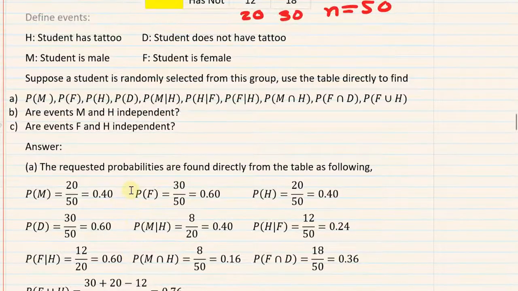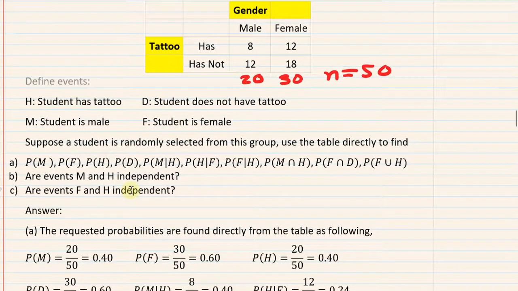So if you look at where these numbers come from, I got all of these directly from the table. For example, the probability of male: I looked at all the males in the sample, and it looks like there are 20 males. So the numerator, favorable outcomes, is 20, and the sample space is 50. In this case, it's the sample size. So it's 20 out of 50 or 40%. Probability of female, well, there are 30 females, 30 out of 50 total is 60%.